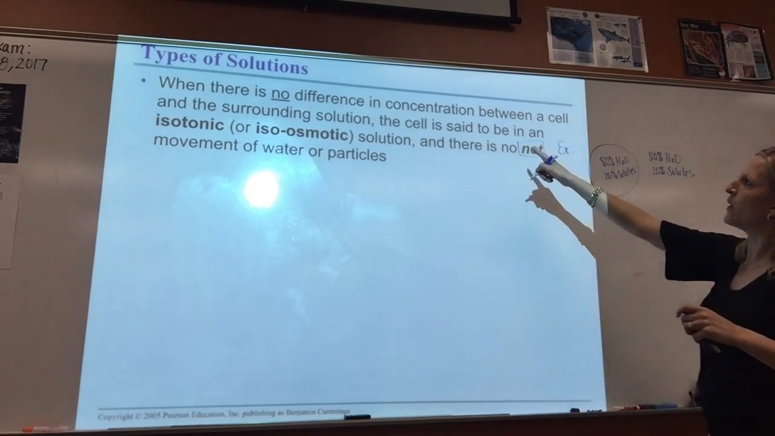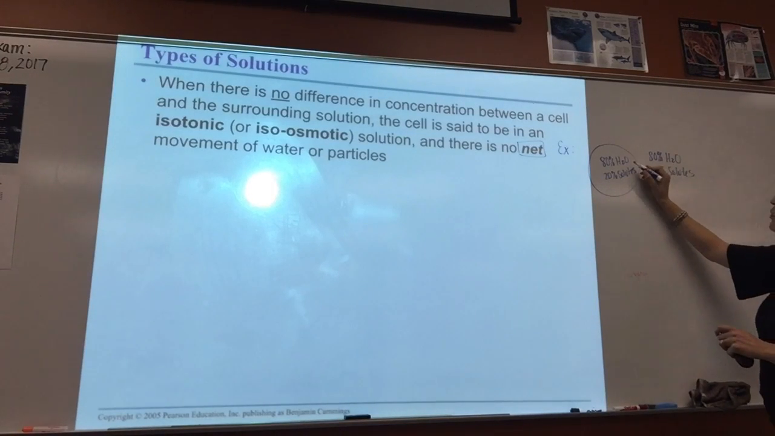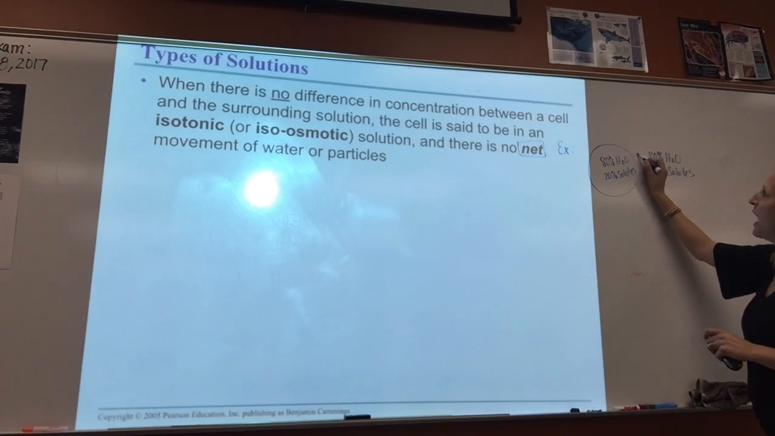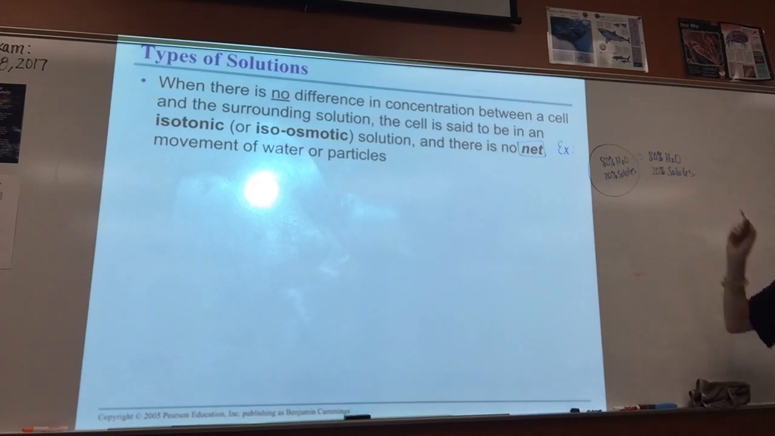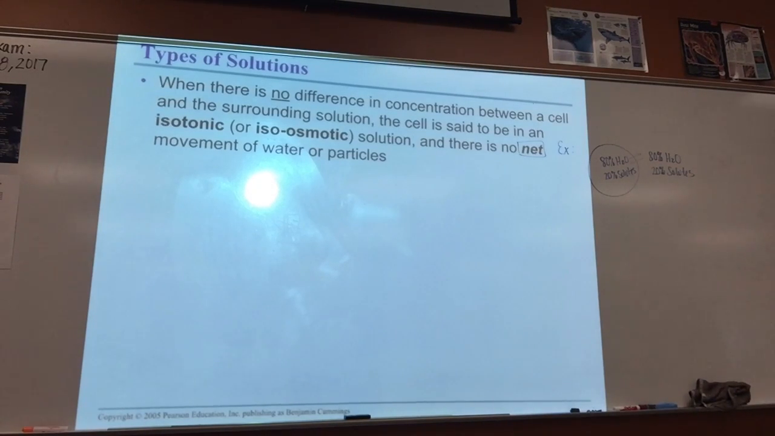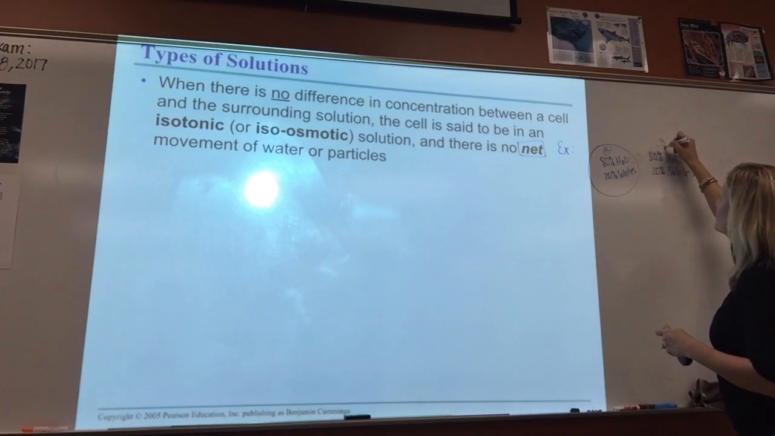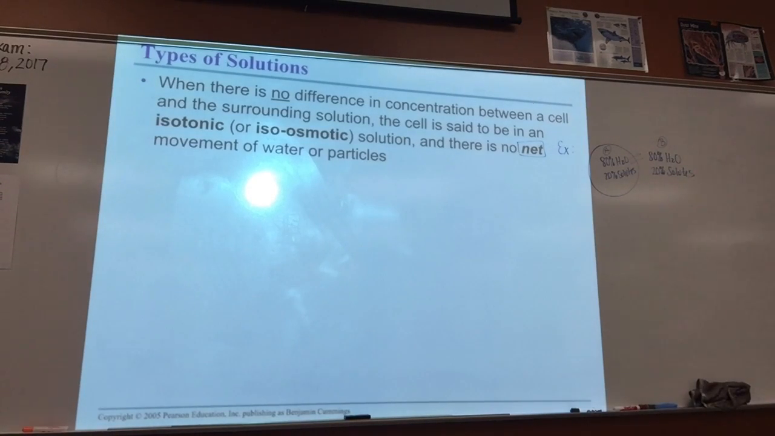So when it says here, no net movement of water or particles, the water will still move out and in, but because the concentration of water is equal inside and out, and therefore the concentration of solutes, water will move equally into and out. So for every one that diffuses in, one will diffuse out, and you will get no net size change or anything like that with the cell. So if we call this solution A and solution B, these solutions are isotonic to one another. All right, and we would say then the cell is in an isotonic solution.